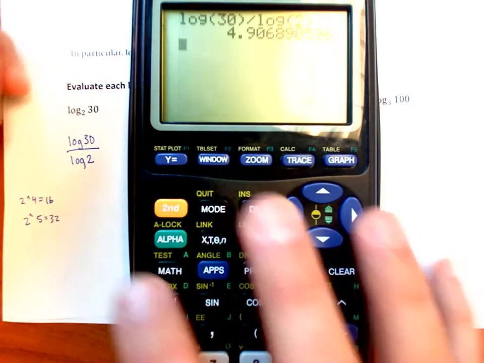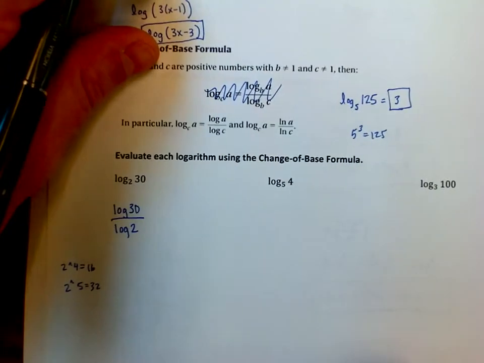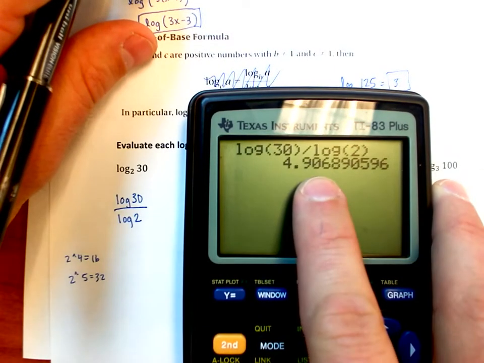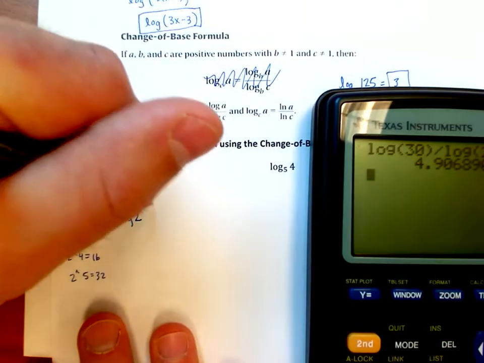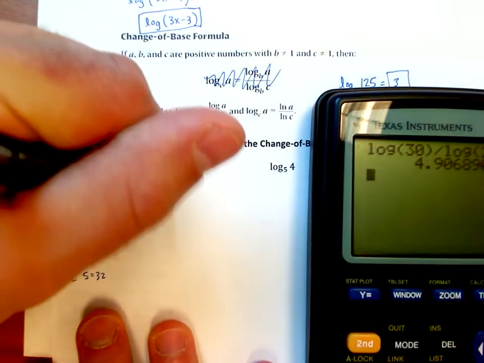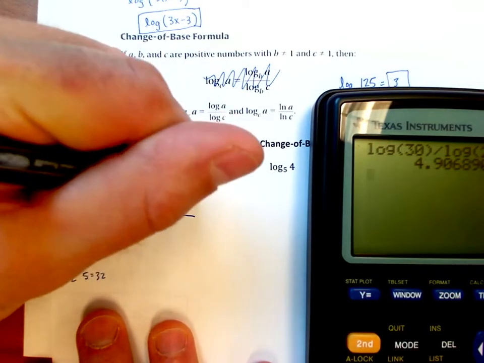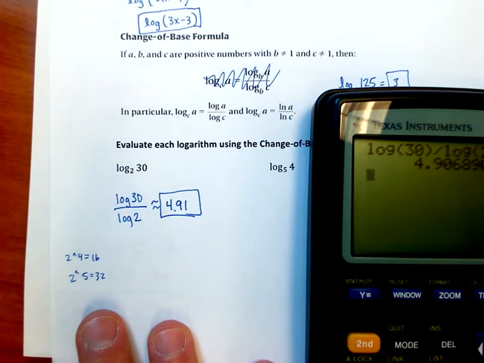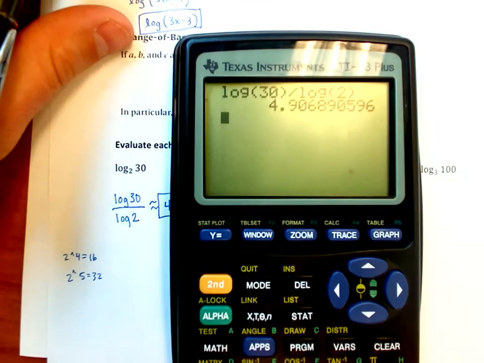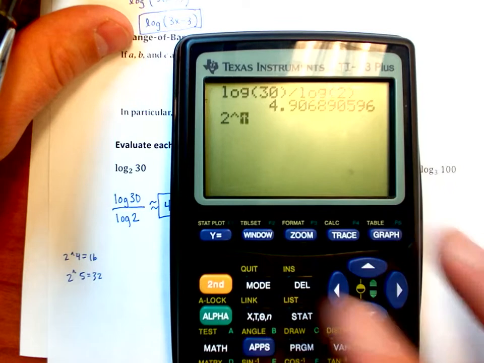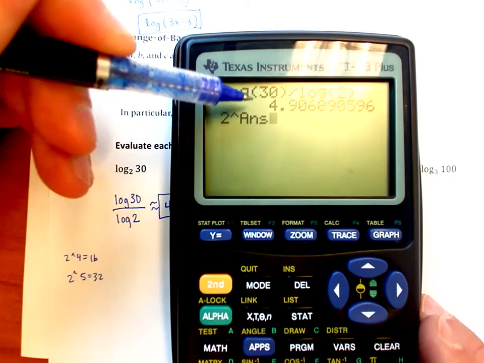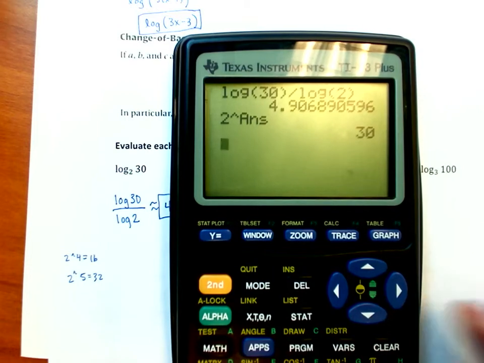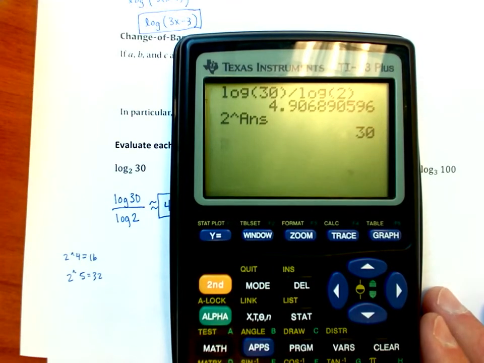So let's go ahead and just say that we're going to round to 2 decimals, okay? And so because it's 4.906, it looks like I need to round that 0 up to a 1. It's about 4.91. Log base 2 of 30 is about 4.91. And all that says is if I raised 2 to the power of that previous answer, 4.90689, and so on and so forth, I would get exactly 30 out. That's all it means. Okay?